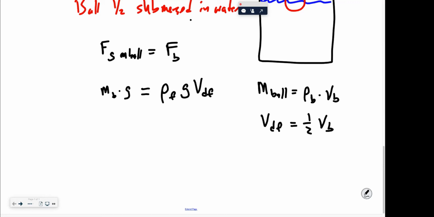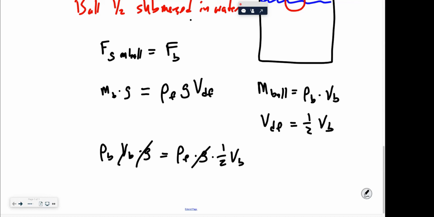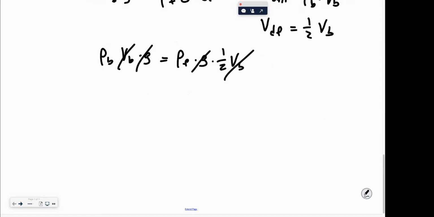So plug all these things in, we get rho ball, V ball times g equals density of fluid times g times 1/2 the volume of the ball. And things just cancel out. The g's are gone, divide by g. Divide by the volume of the ball, it's gone. What do we get? The density of the ball is 1/2 the density of the fluid.